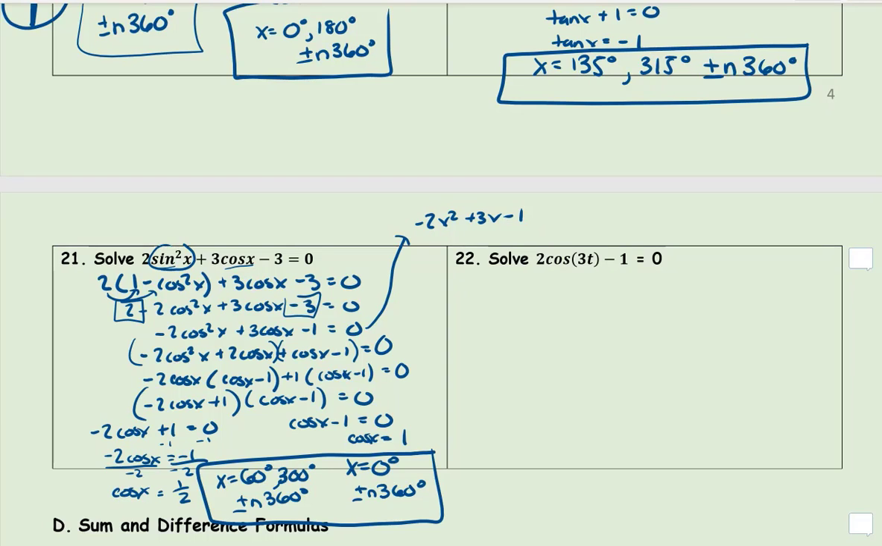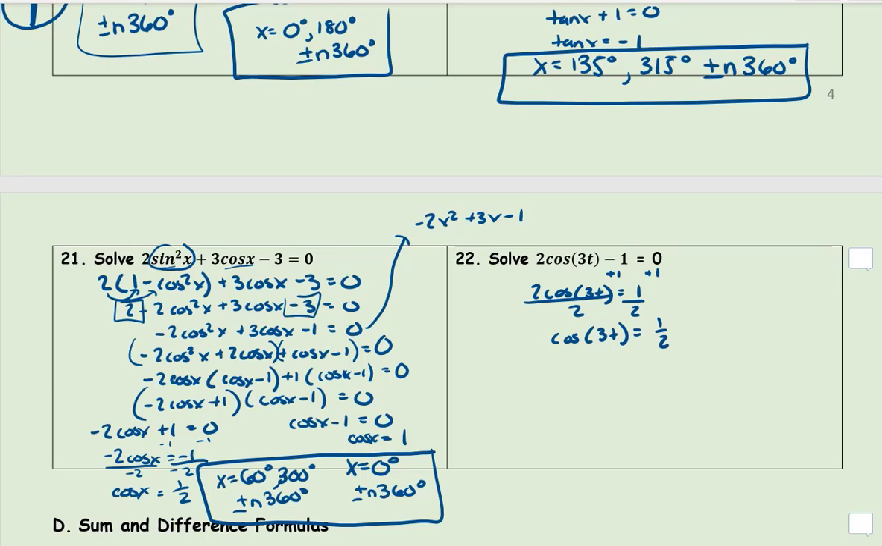We're going to use a method called substitution here. We have 2 cosine of 3t minus 1 is equal to 0. So the first thing I'm going to do is get the cosine all by itself. Okay, so I'm going to add 1 to both sides. So now we have 2 cosine of 3t is equal to 1. I'm going to divide both sides by 2. So now we have cosine of 3t is equal to 1/2.